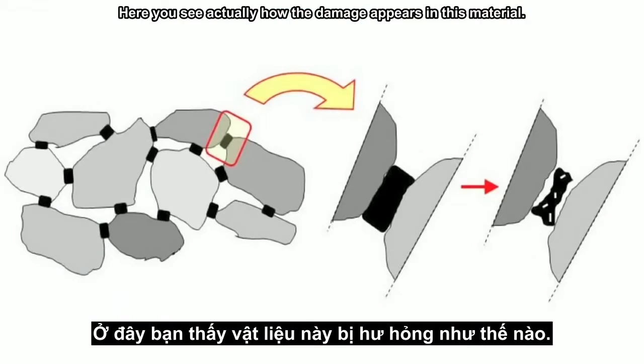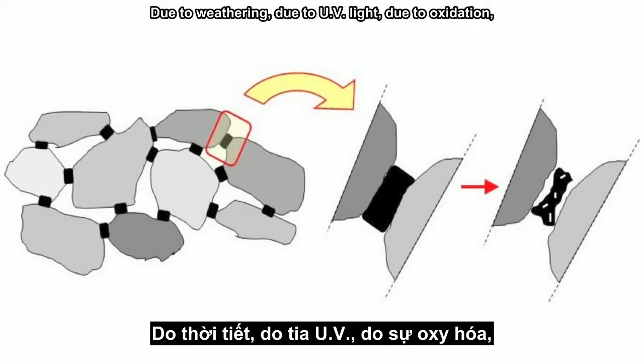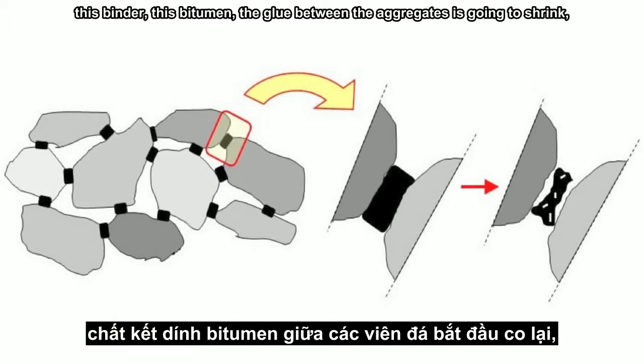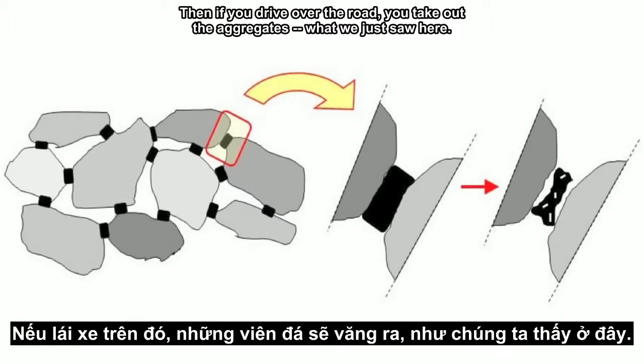Here you see actually how the damage appears in this material. It's a porous asphalt, like I said, so you have only a small amount of binder between the stones. Due to weathering, UV light, and oxidation, this binder, this bitumen, the glue between the aggregates, is going to shrink. And if it shrinks, it gets micro cracks and it delaminates from the aggregates. And then if you drive over the road, you take out the aggregates, what we just saw here.